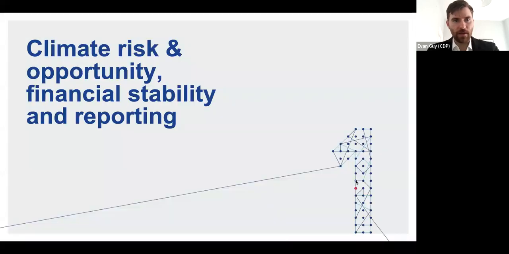In this next section, I'd like to go over the context for climate-related financial disclosure, specifically the imperative for action on climate change, why it matters for business, why it's important for financial stability. We'll go over the concepts of climate-related financial risks and opportunities and why disclosure to investors on the subject is needed.